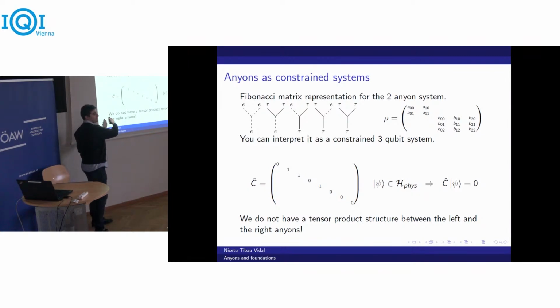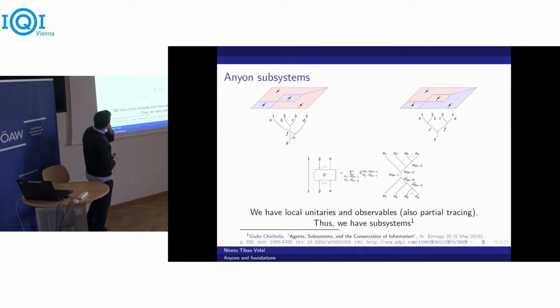So you do not have a natural tensor product to define the left subsystem and the right subsystem that you would naturally associate with your lattice if you partition your 2D space in two. Okay, I hope I got most of you. And yeah, so let's talk about subsystems.